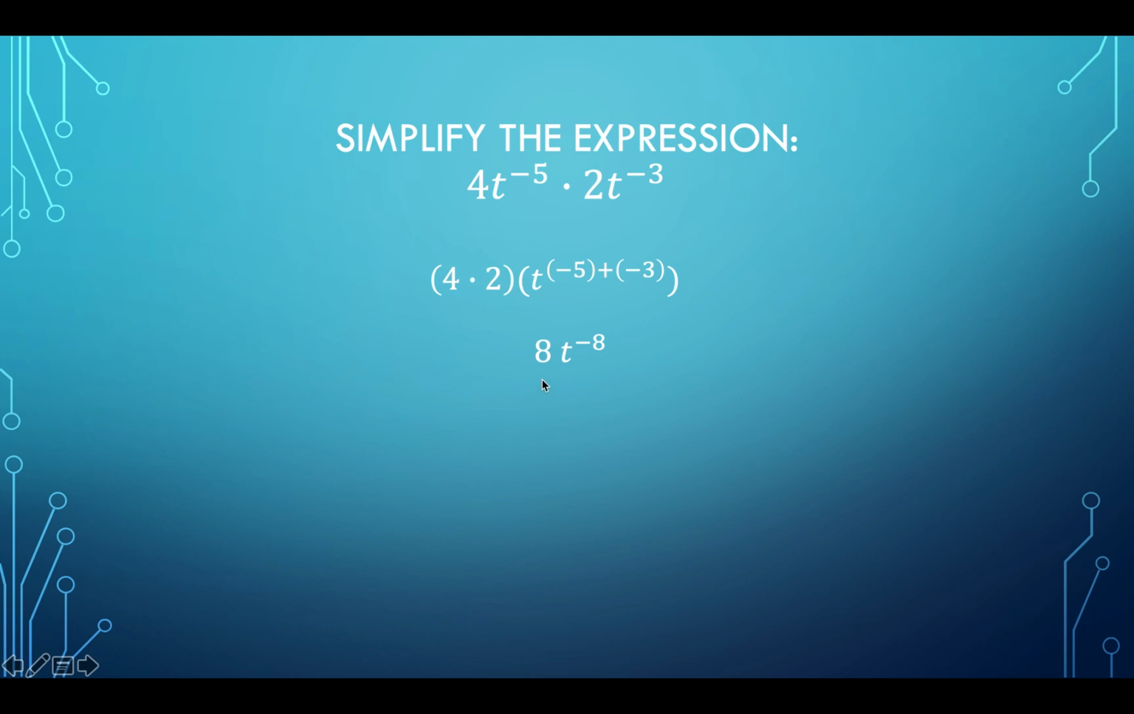4 times 2 gives us 8. Negative 5 plus negative 3 gives us negative 8. So you're left with 8t to the negative 8. But remember, we don't like negative exponents, so now we've got to get rid of this negative 8 exponent. How do we do that? Well, we put t to the 8th down into the denominator. When we do that, it becomes a positive 8, so your final answer is 8 over t to the 8th power.